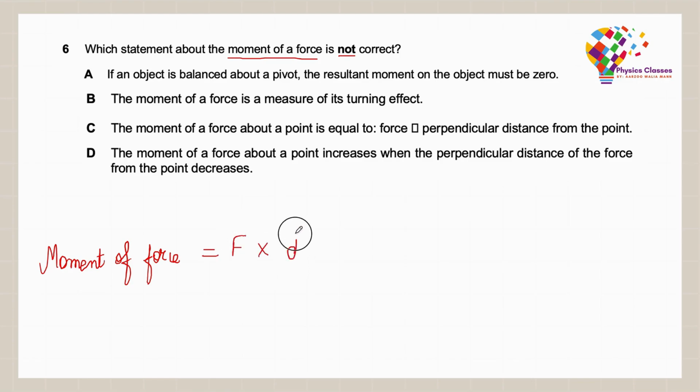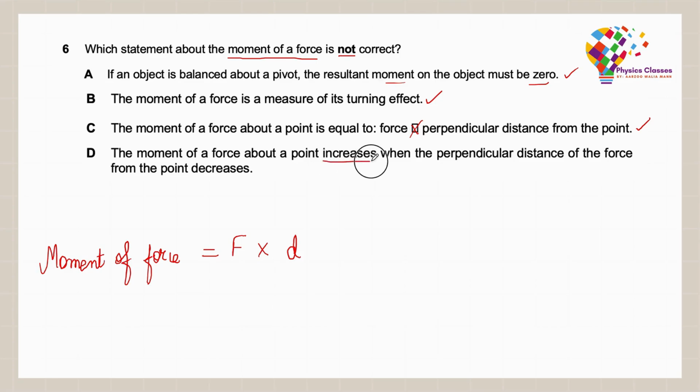Then look at option B. The moment of force is a measure of its turning effect. That is also correct. Option C. The moment of force about a point is equal to the force times the perpendicular distance from the point, which is also correct. Lastly, so obviously if A, B, C are the correct statements, then option D is our answer. But let's look at it once again.